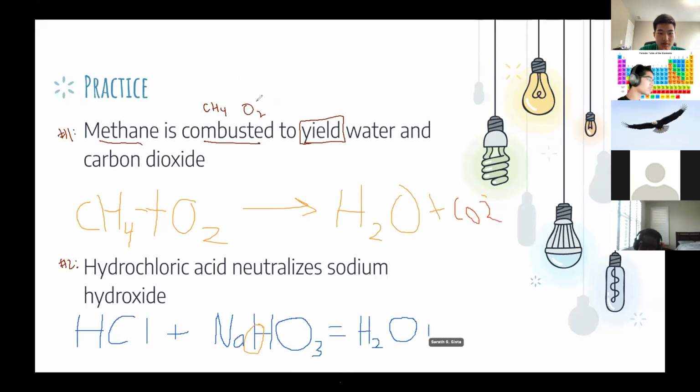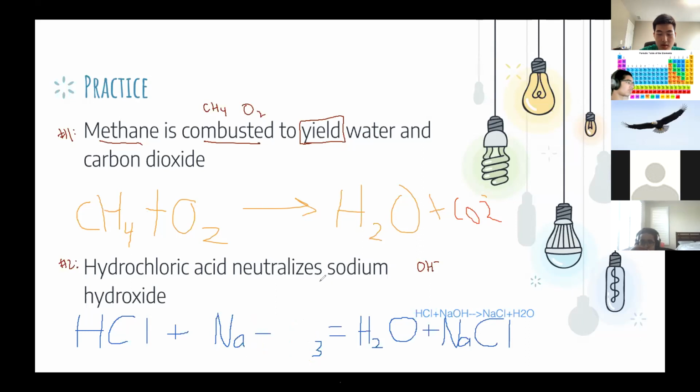Nice. And then for number 2, we have hydrochloric acid. These might be a little bit unfamiliar for us, so I'll make sure to help us out. Neutralizes sodium hydroxide. Whoever wrote in orange has the correct idea. Hydroxide is OH minus. Whoever typed it out, nice job too. Sodium hydroxide would be NaOH. Once again, it's okay if you don't know that.